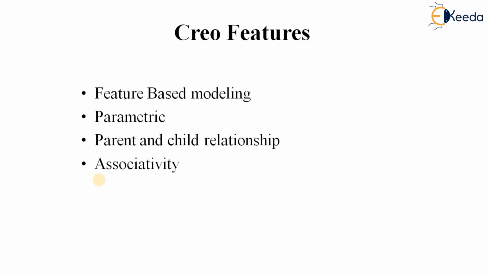What are the advantages of Creo? It is a feature-based modeling tool. Anything you want to model, you create it step by step, feature by feature. That's why it is called feature-based modeling. Parametric design means at any point in time you can go for a modification in the design. That's why we call it a parametric 3D modeling software. You can make changes at any given point in your design.